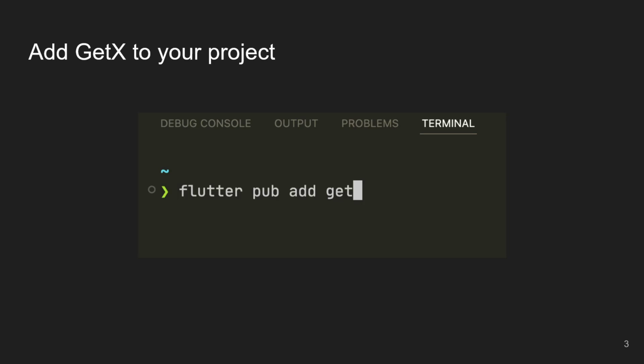First, let's add GetX to our Flutter project. You can simply type into the console flutter pub add get, and it will automatically add get to your pubspec.yaml file. And then don't forget to save the file or run flutter pub get to install all the dependencies. And with GetX added, we are ready to proceed.